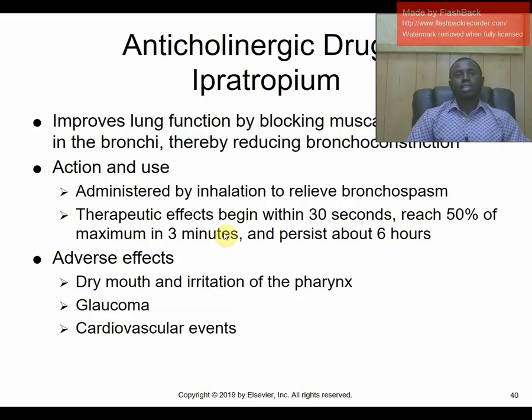The next line of medications that we are going to look at are anticholinergics. Anticholinergic drugs improve lung function by blocking muscarinic receptors in the bronchi, thereby causing bronchial dilation. Some of the prototypes of this class of medication that we have are Atrovent or ipratropium, and tiotropium, which is also known as Spiriva.